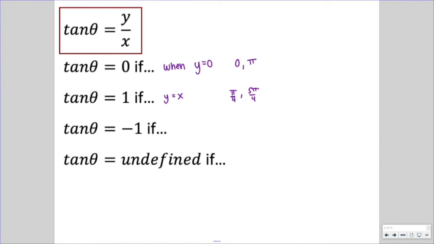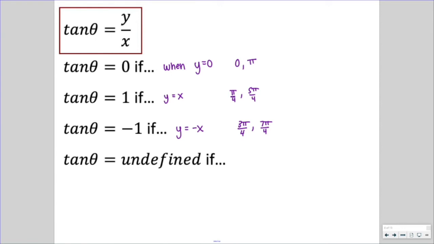Where is tangent -1? Well, tangent's -1 if y is equal to -x. They are the same value, but one is positive and the other is negative. So where does that occur? Well, that occurs in the second quadrant at 3 pi over 4. In that case, the x value is negative, but the y value is positive. And then also at 7 pi over 4, where the x value is positive, but the y value is negative. Again, the spacing here is pi radians, or 180 degrees. That comes from the period of tangent.